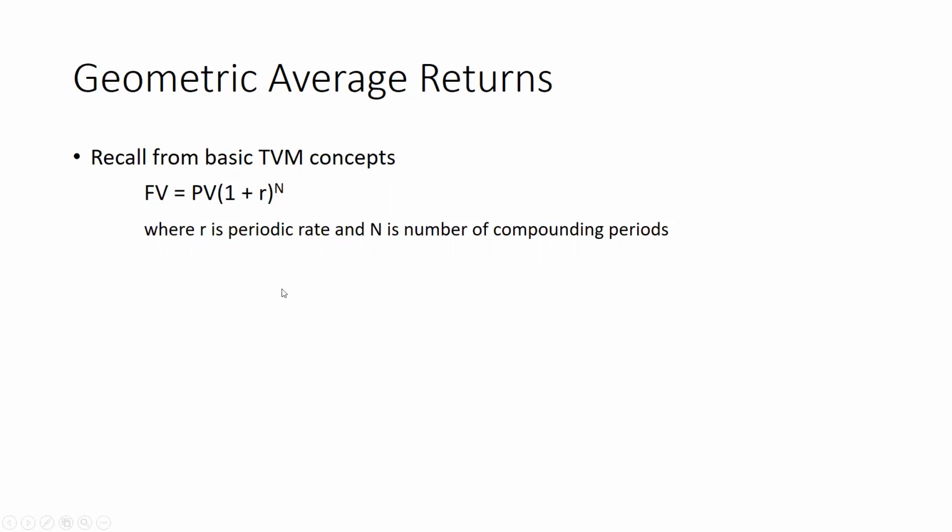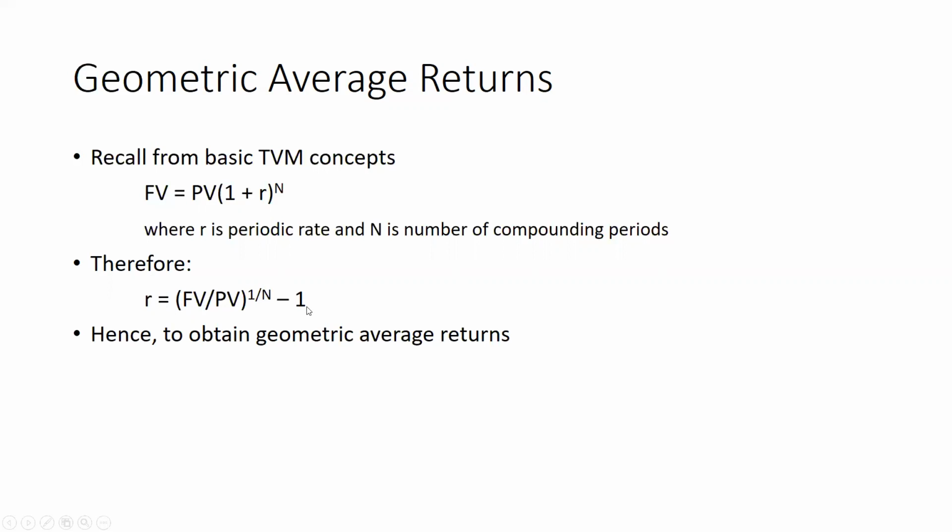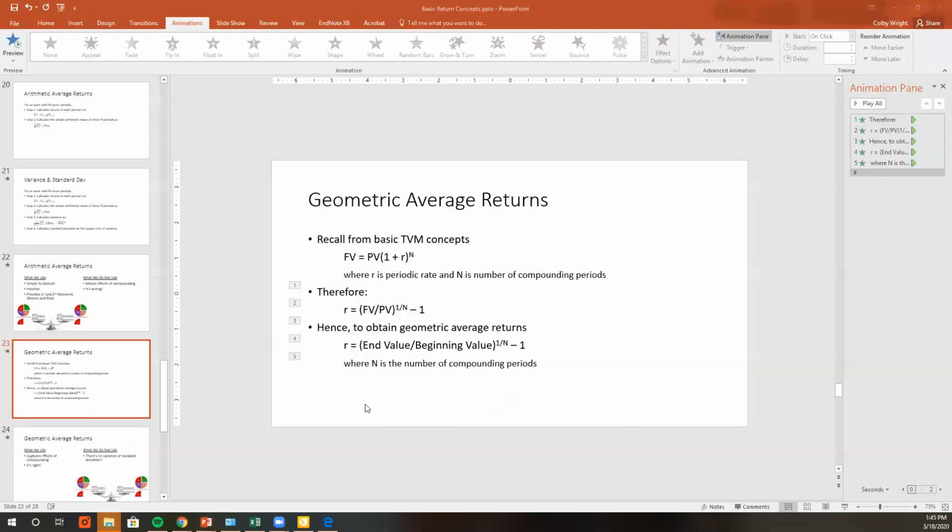Again, R is what we call periodic rate, and N is the number of compounding periods. Well, we can do some simple algebra here, and we can say, okay, if that's the case, then the average return can be calculated by dividing the ending value by the beginning value, raising that to 1 over the number of compounding periods, and then subtracting out 1. So to obtain geometric average returns, all we're going to do is this. We're going to take the ending value of the portfolio, divide it by the beginning value, raise it to 1 over the number of compounding periods, and then subtract out 1. Let me, again, give you an example on this.